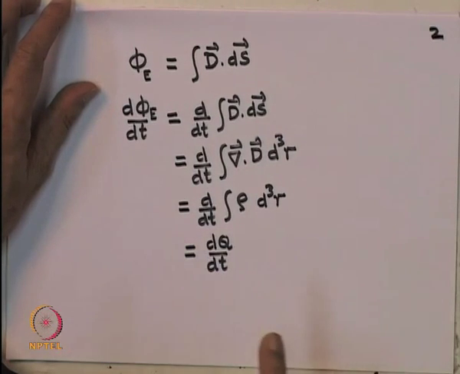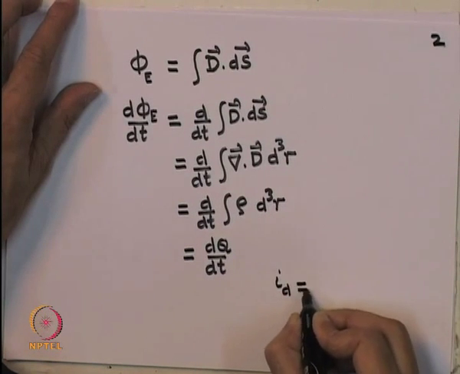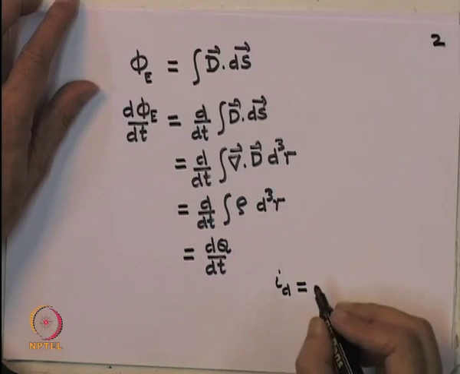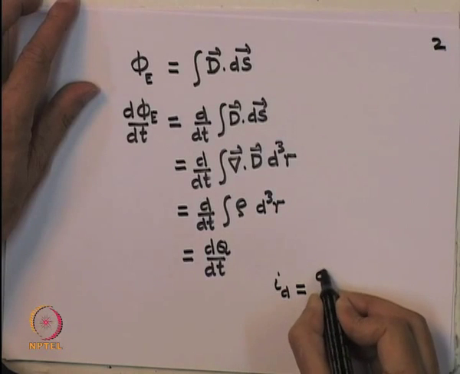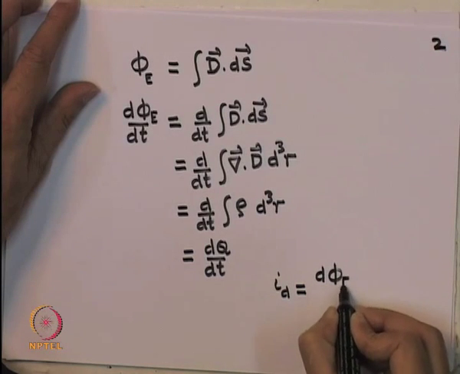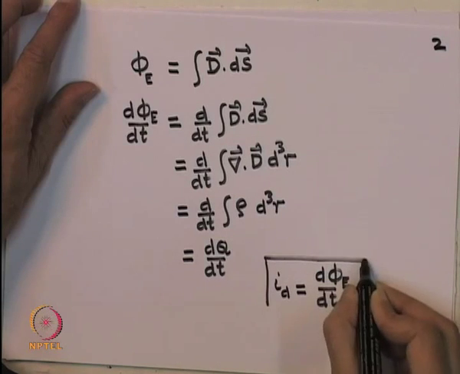So, what Maxwell had done was, for various reasons, the word displacement is not particularly relevant, but he had defined the rate of change of electric flux as the displacement current.